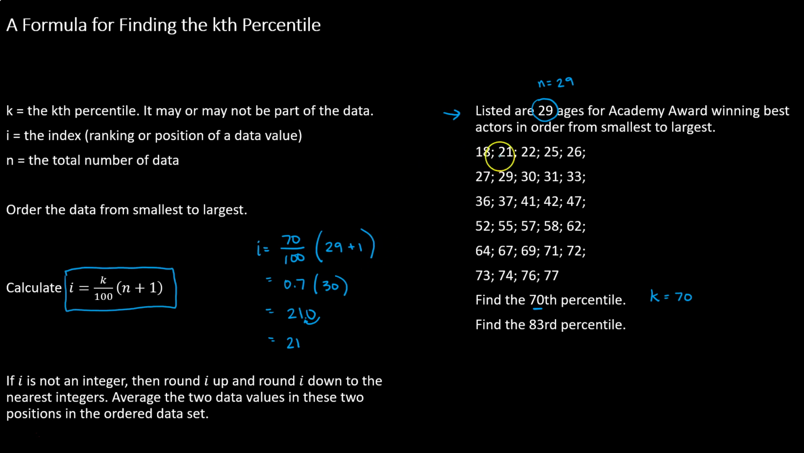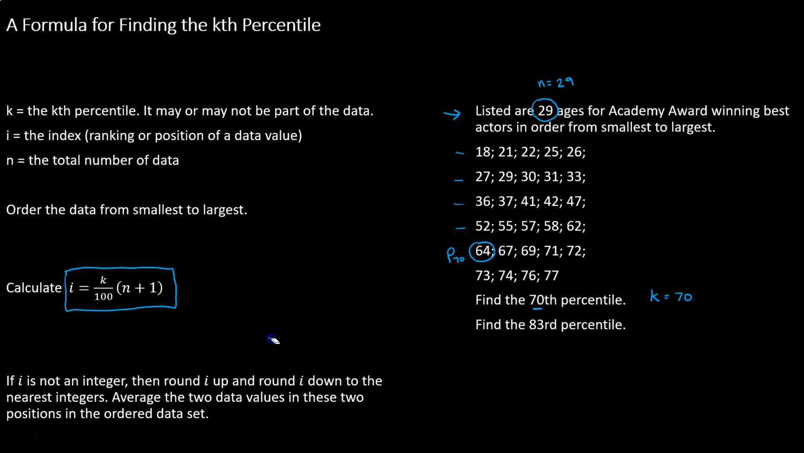Now, I've listed these data values out so that they're quick and easy to count. We have 5 in each row. So we have 5, 10, 15, 20 data values in the first 4 rows. The 21st data value then would be 64. So our 70th percentile is 64.